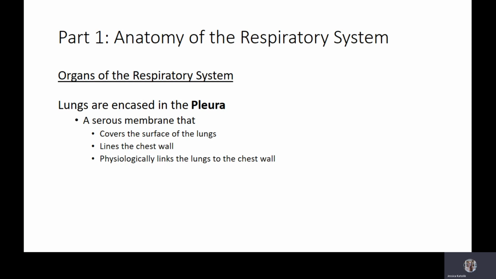And the pressure within that interpleural space is actually a negative pressure. It's a little bit of a vacuum. And this will physiologically link the lung and chest together. So as the chest expands, the lungs will expand with it. So more on that when we get into ventilation.